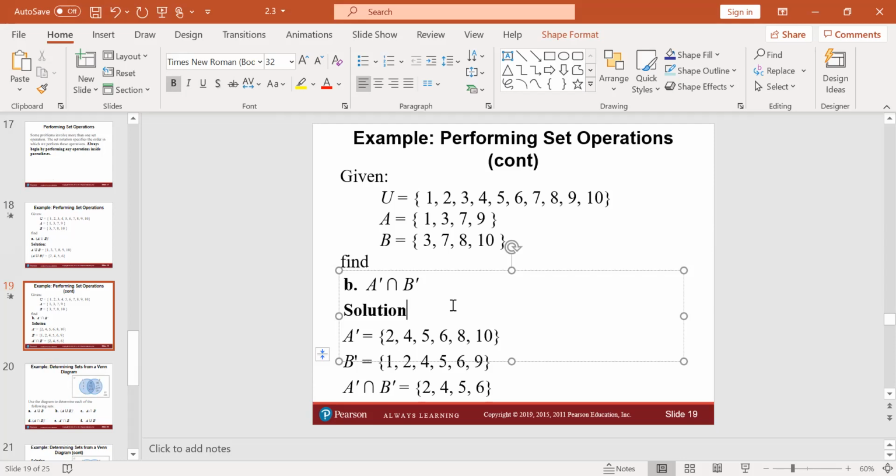So when we have A complement intersect with B complement, we're actually going to find the complements first. So if A is the set 1, 3, 7, 9, the complement is everything outside A, but still in the universal set. So 2, 4, 5, 6, skip over 7, 8, skip over 9, 10, which is that one.